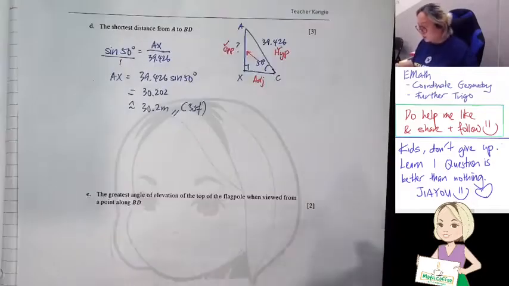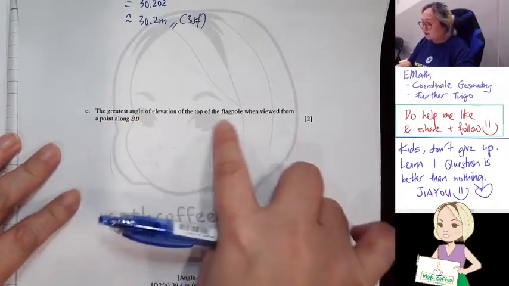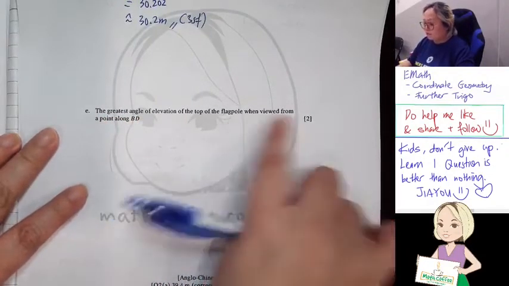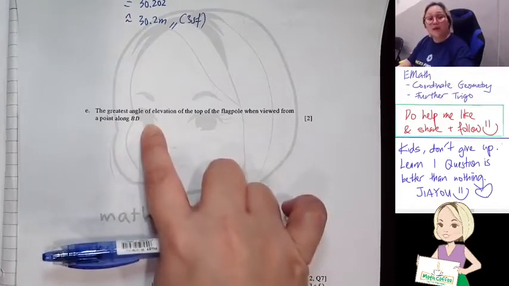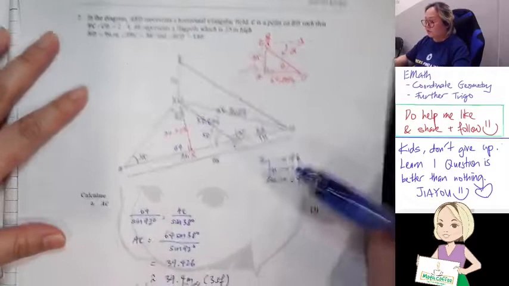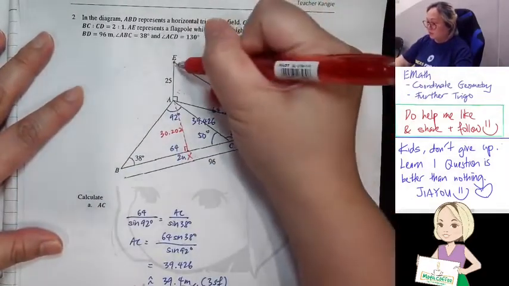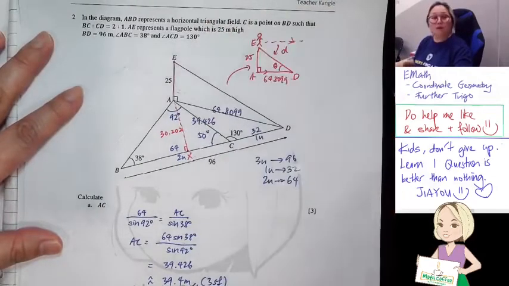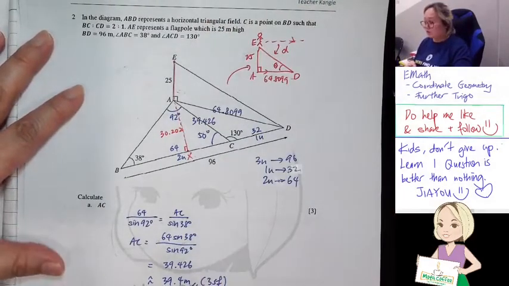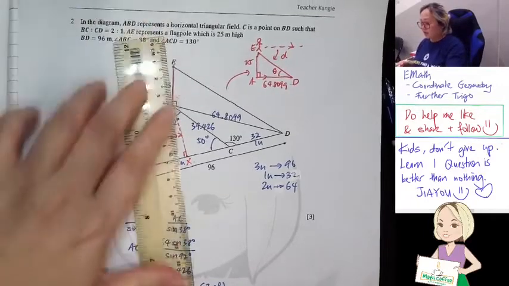Okay, next question. Another one, they ask, what is the greatest angle of elevation of the top of the flagpole when viewed from a point along the BD? Every time they ask this question, let's take a look at the diagram. Our pole is here. This is our pole. Of course, this one is not drawn and shown to you clearly, so I'm going to draw one additional line.